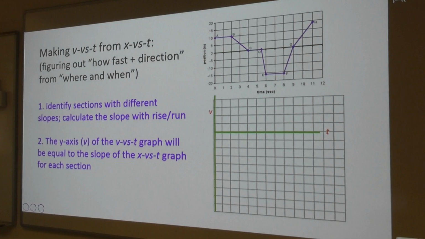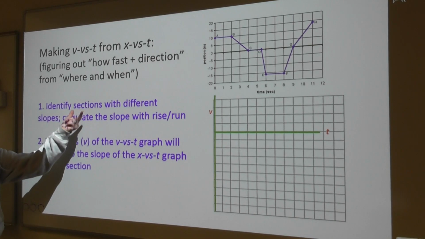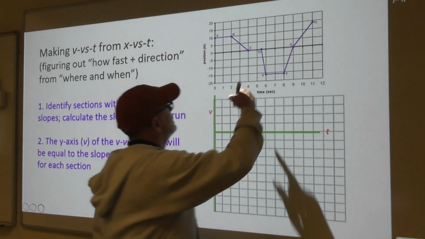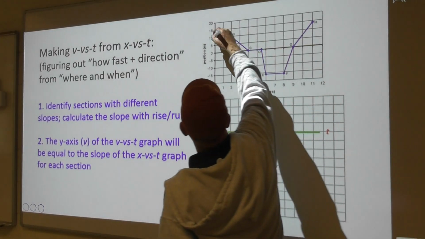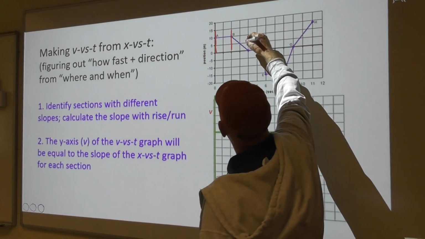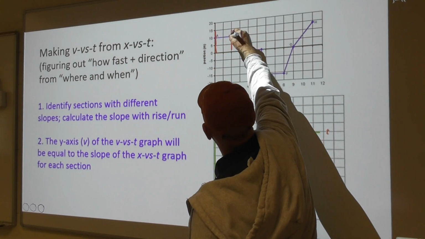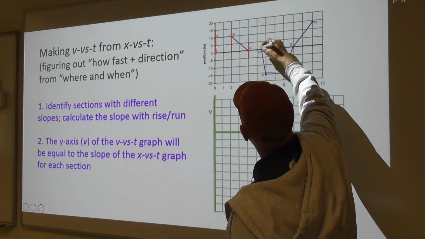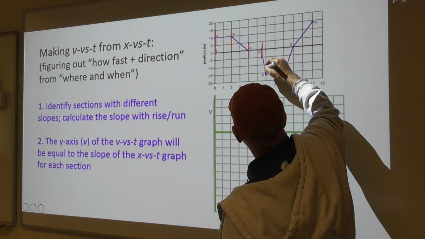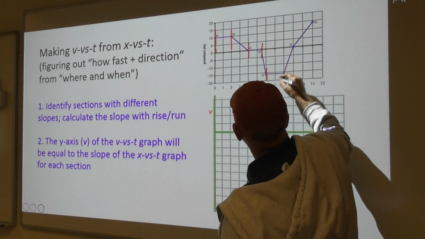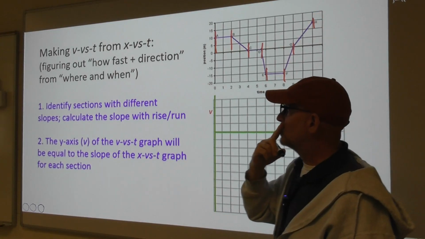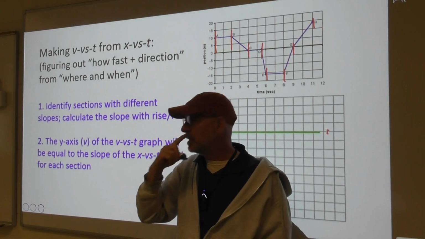The first thing you're going to do with the position versus time graph is identify sections of the graph that have different slopes. So if this is my position versus time graph, I can see there's a section between 0 and 2 seconds with this slope. There's a section between 2 and 4 seconds with this slope. There's a section between 4 and 4.5 seconds with this slope. There's a section between 5.5 and 6 seconds, a section between 6 and 8, between 8 and 9, and between 9 and 11. So I've identified the sections of the graph with different slopes.